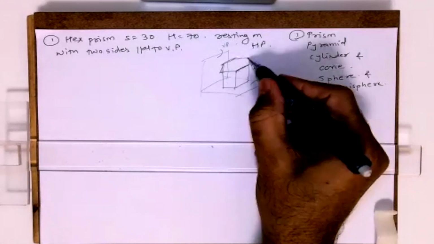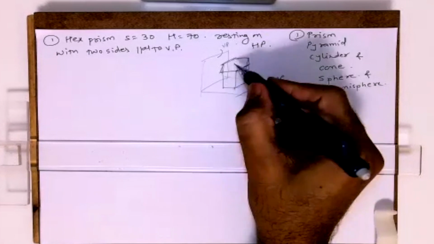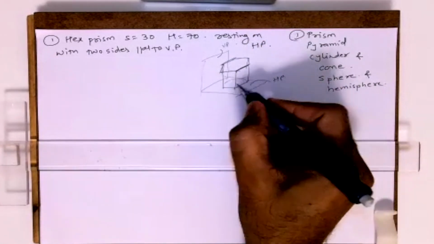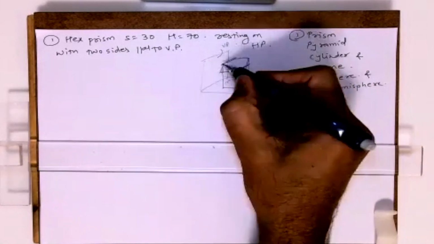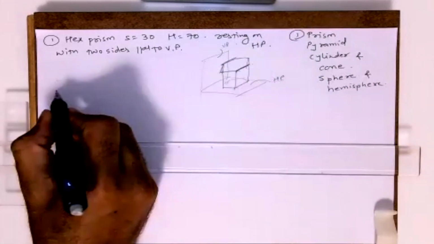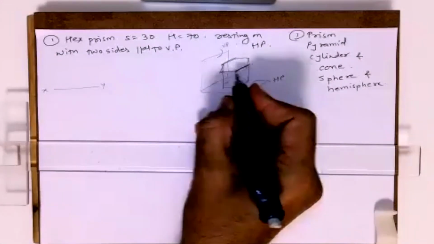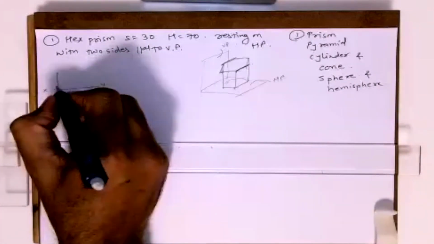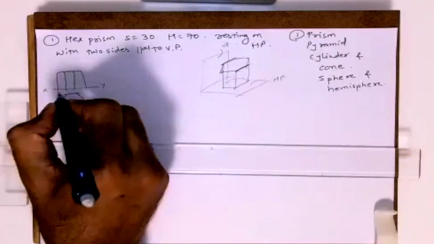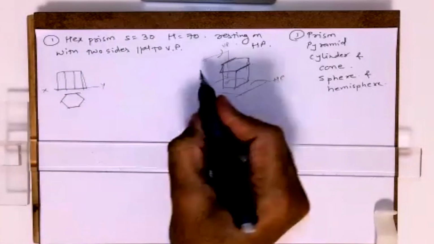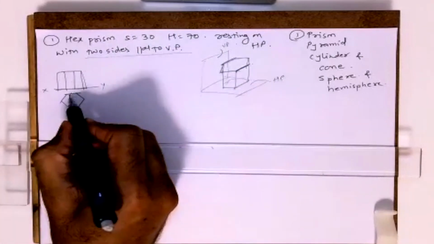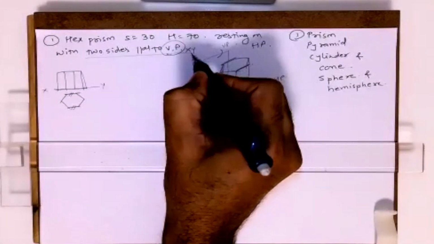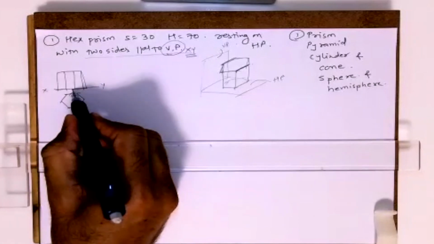So if you want to visualize in 3 dimensions, it is like this, right? So hexagonal prism resting on its base like this and with two sides parallel to VP. Now if I want to draw it in orthographic, how will I draw? I will draw hexagon like this and front view like this. Am I right? So now you see two sides parallel to VP. And VP is nothing but XY line. So two sides are parallel to XY.